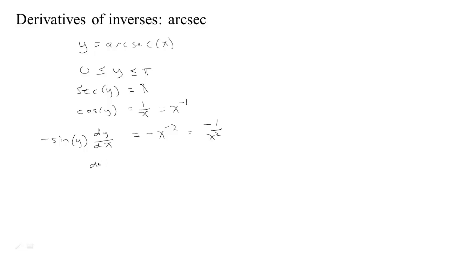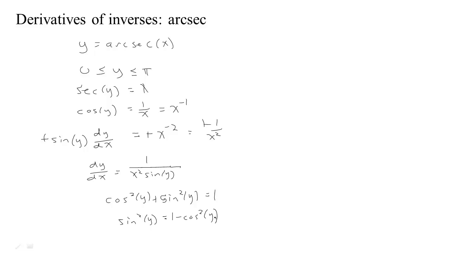Now we can solve for dy/dx. Since there's a negative here on both sides, we can multiply through, and we find that dy/dx is 1 over x squared times the sine of y. Now, we actually know that since cosine squared y plus sine squared y is equal to 1, the sine squared of y is 1 minus the cosine squared, and that would mean that the sine of y is either plus or minus the square root of 1 minus cosine squared y.